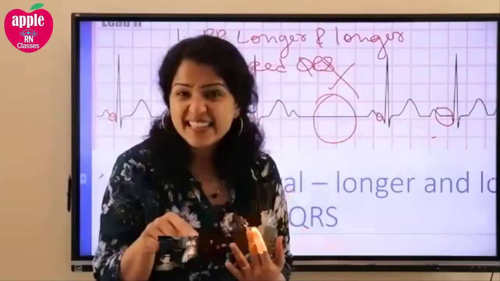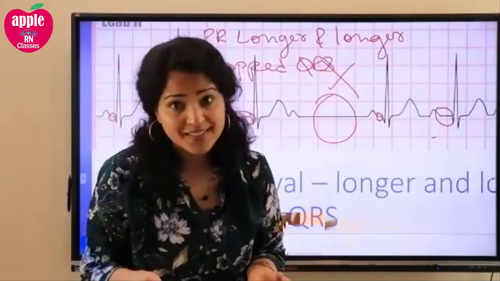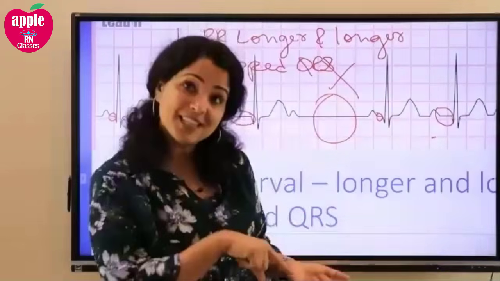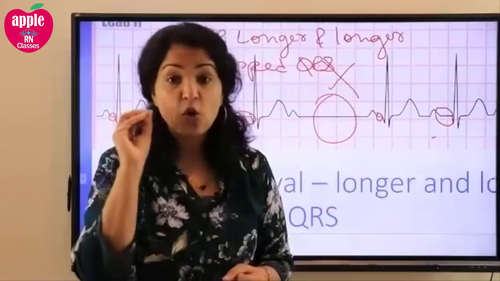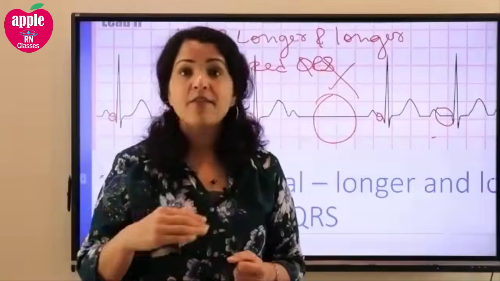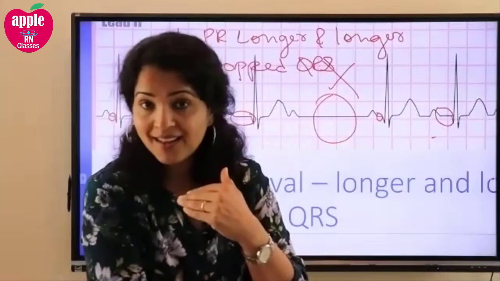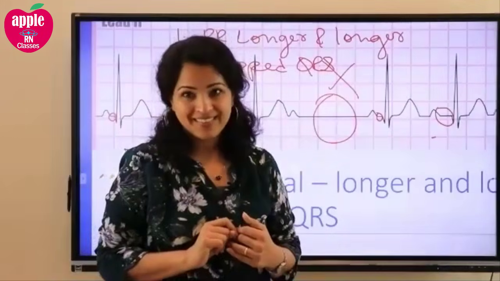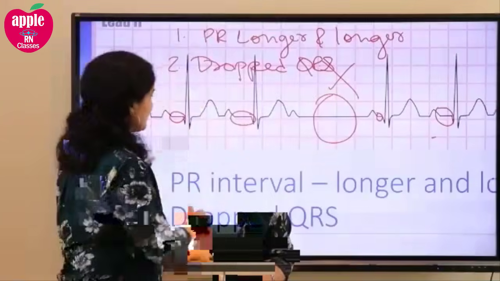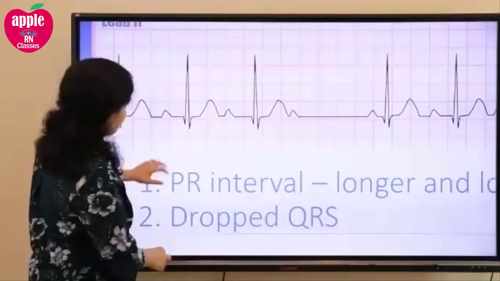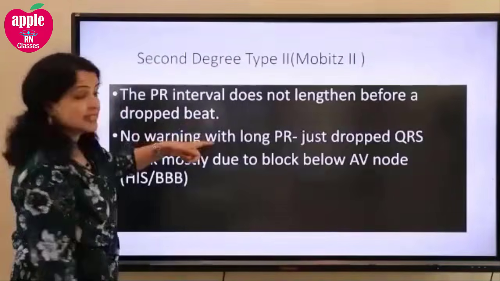Now, in second degree block, we know there are two kinds, and in both of them, there will be dropped QRS. Now we have to figure out if it's the first one or the second one, and the way to do that is the PR interval. Look at the PR interval. If it is getting longer and longer and longer before dropping, then it's type 1. In type 2, it is different. I will show you how that goes. So in type 2, let me show you. So this is type 2.